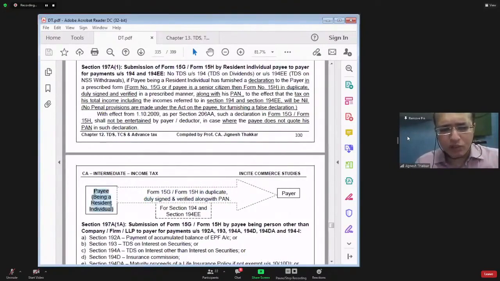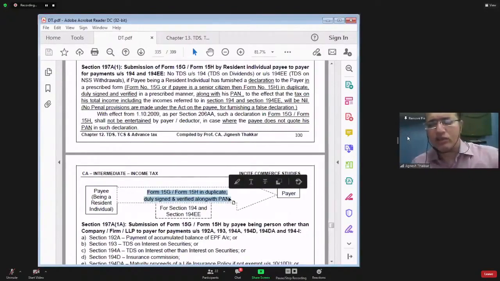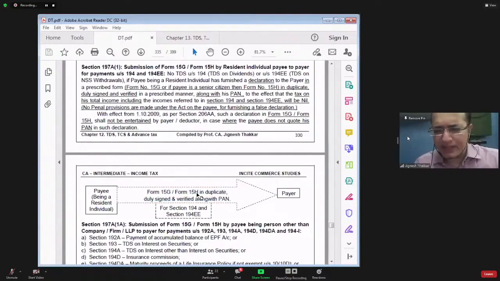This payee, who is a resident individual, can submit form number 15G, form number 15H to the payer itself. He need not go to the income tax department also. He can just submit the form 15G, form 15H to the payer. What is written in this form? In this form, it is clearly written that my tax liability is 0, so don't deduct my TDS. So in this case, payee is giving an application to the payer itself. In fact, it is not an application, it is just a form he has to fill up.